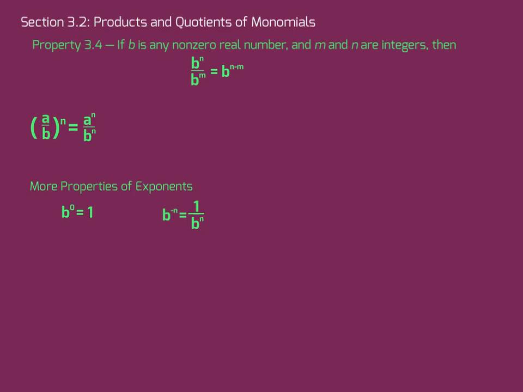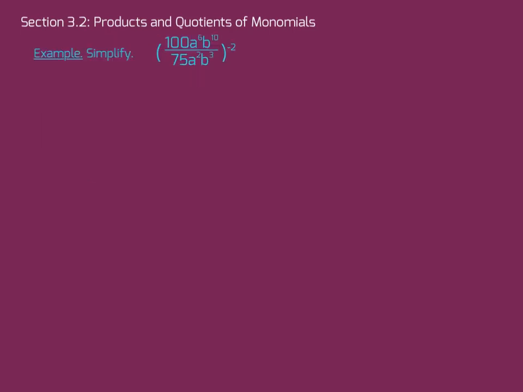I would love for us to be able to do one more example together, so let's go ahead and take a look. Here's our example. I want you guys to simplify 100a to the 6th b to the 10th divided by 75a squared b cubed, and this is all raised to the negative 2nd power.